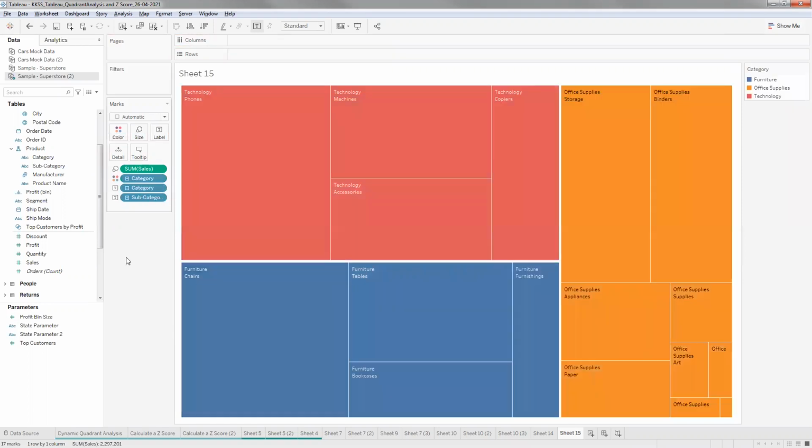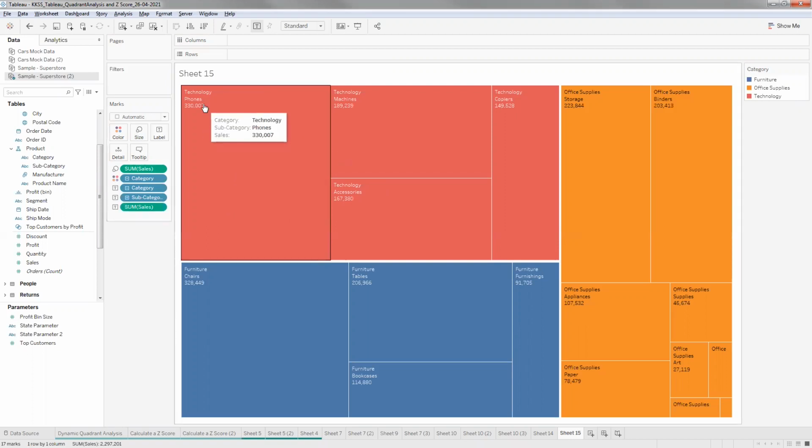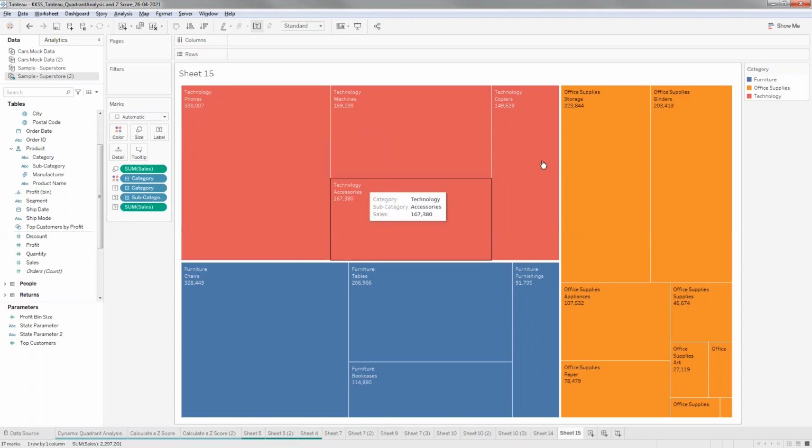Put my category in colors. Now each of the colors that we see here represents a certain category, and each of the rectangles that we see within that category represents a certain subcategory within that category. I can pull in my sales as well to label, and I can see that in my technology category, the phones subcategory has some $330,000, and I can compare it across other subcategories.